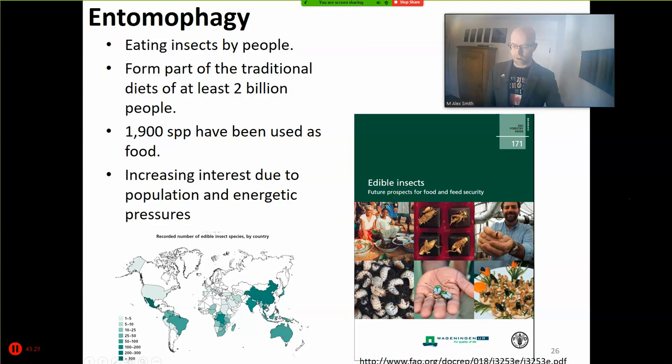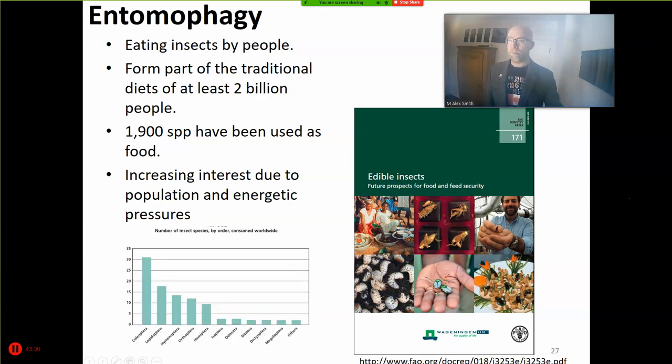Now, let's talk a little bit more about where, so that was by nation. This is maybe the graph now at the bottom that is switched. So we're talking about the number of edible insect species by order, by insect order, consumed worldwide.